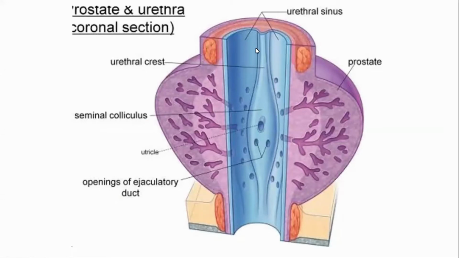So in the cut section of the prostatic urethra, we see the different parts. What are they? One is the midline longitudinal fold, that is known as urethral crest. Then on each side of the urethral crest, right side and left side, there are spaces present. These spaces or depressions are known as urethral sinus. Then on the midline of this longitudinal fold or urethral crest, there is one circular swelling. This is known as seminal colliculus.